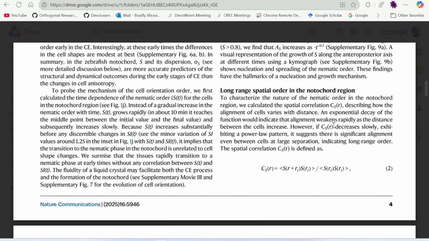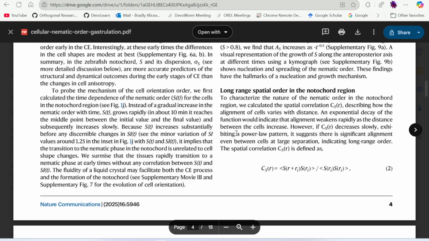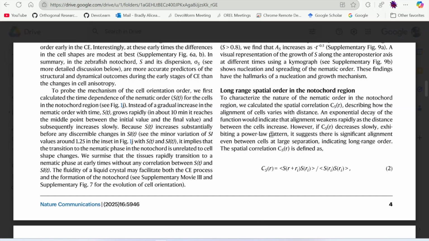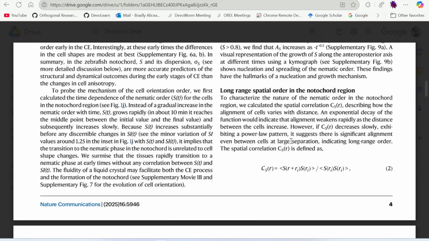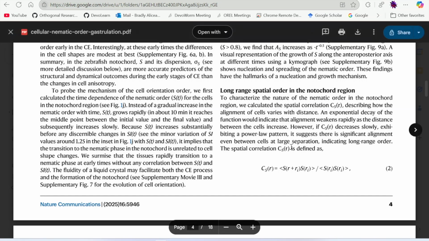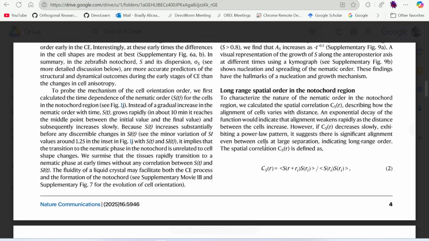However, if this decreases slowly, exhibiting a power law pattern, and this is different than linear decay over space, it suggests that there is significant alignment even between cells at large separation, indicating long-range order. So in other words, the order is long range in terms of space. It ranges over a larger area of space, and it's not so much the local density, it's the global density that's controlling this process.